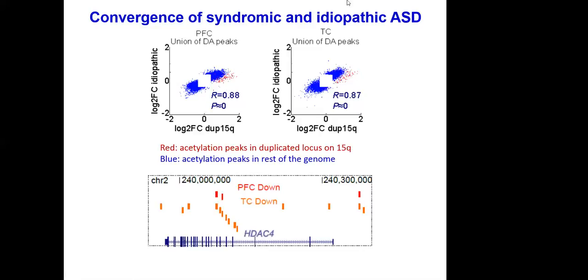And here's another example of convergence between syndromic and idiopathic autism. What these rectangles show are ChIP-seq peaks that are downregulated in autism, mostly in idiopathic autism, okay? And they're highly concentrated in this HDAC4 locus, which is mutated at a DNA level in syndromic autism. So what this is saying is that in syndromic autism, HDAC4 is mutated at the DNA level. In idiopathic autism, HDAC4 is downregulated at the chromatin level. And so presumably that chromatin downregulation is causal for autism, right?